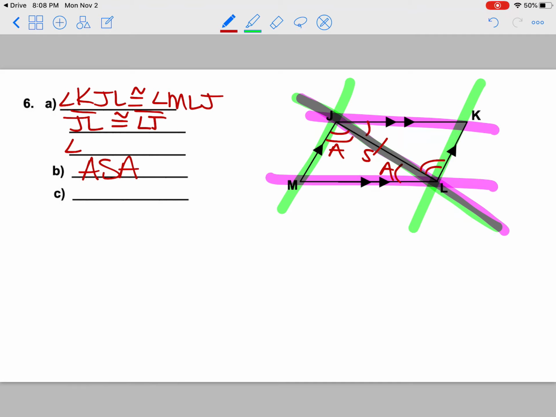And then our last set of alternate interior angles, we have angle KLJ. And angle, if we start with K, we have to start with MJ. So now that we know that our triangles are congruent because of angle, side, angle, we can say that triangle KLJ is congruent to triangle MJL. And I made that easy for myself because I already had my letters set up in order. So I just transferred those down and switched it from an angle symbol to a triangle symbol. And that would be it.